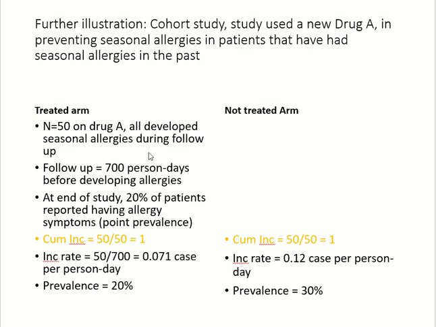If we compare these values to what happened in the not treated arm, in the non-treated arm, all of them also got the symptoms at the end of the day, so it was a cumulative incidence of 1, so there's no difference. However, if you look at the incidence rate and calculate it, it comes out to be 0.12 cases per person day, larger than that of the treated arm, and the prevalence at the end of the study, the point prevalence, was 30%. So what does that mean?